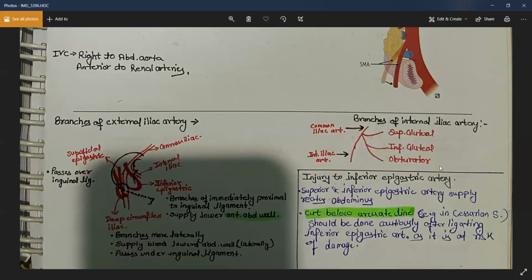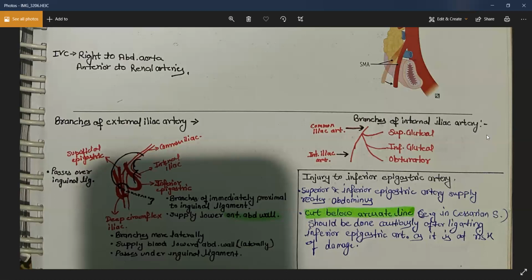Whenever you make a cut just below the arcuate line, which is just below your umbilicus, if you make a transection just below the arcuate line, then very high chances are there to cause injury to the inferior epigastric artery.